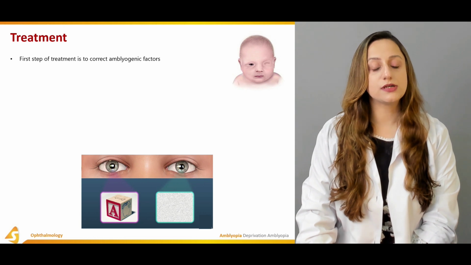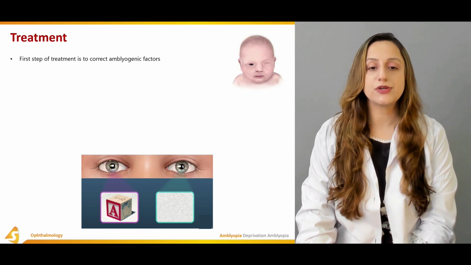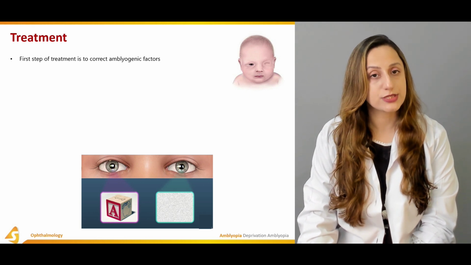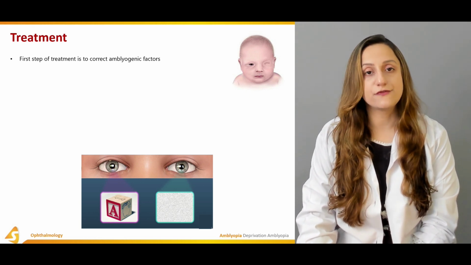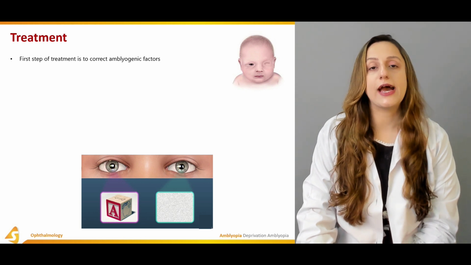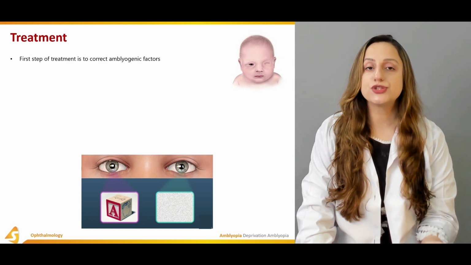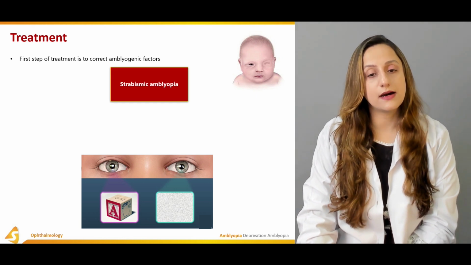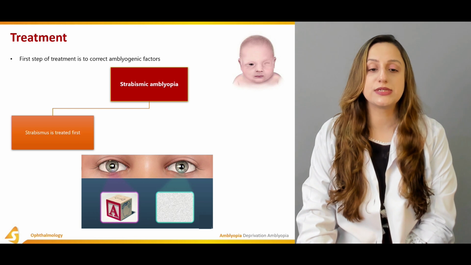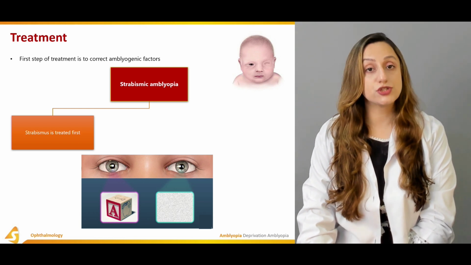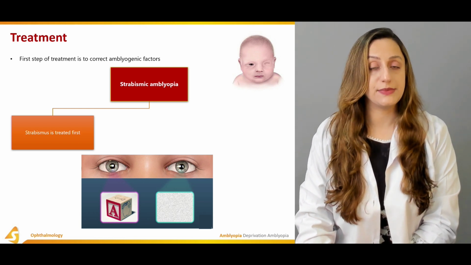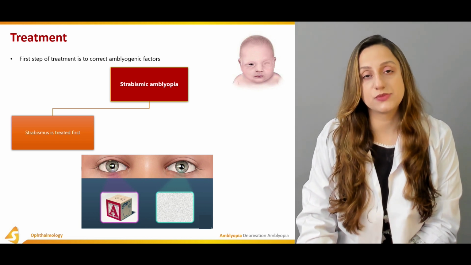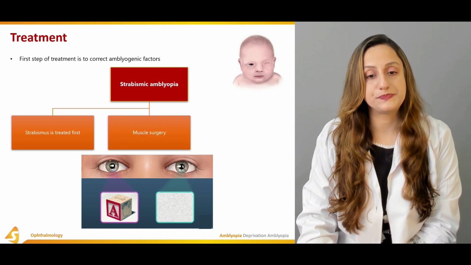The first step of treatment is to correct the amblyogenic factors. If it is ptosis, it has to be addressed. If it is cataract, we have to address the cataract. Surgery is the option in both of these cases. In strabismic amblyopia, strabismus is treated first. It can be a surgical correction, or exercises can be inculcated, and even wearing of specs can sometimes treat the strabismus in itself.